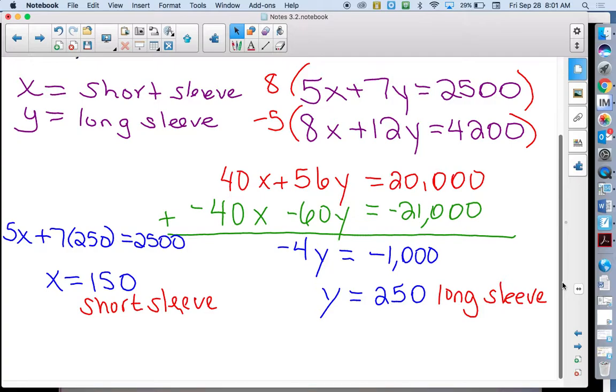And then I will give your test back to you Monday. I'll pass them back probably during homeroom so that you have those chapter 2 tests to look at.